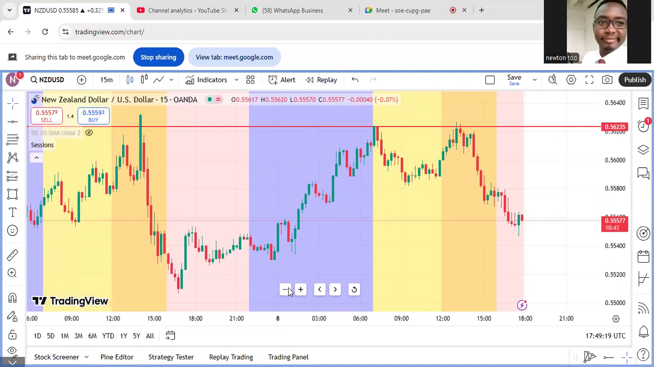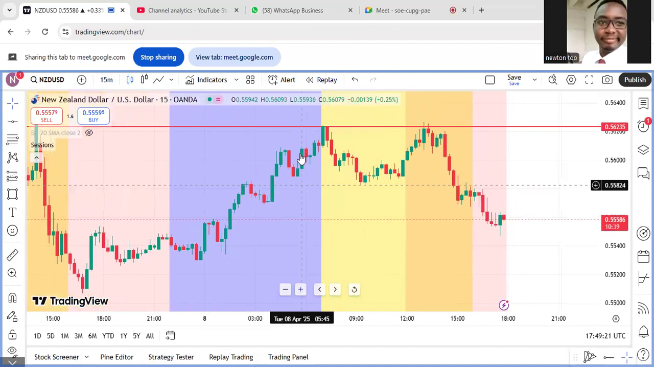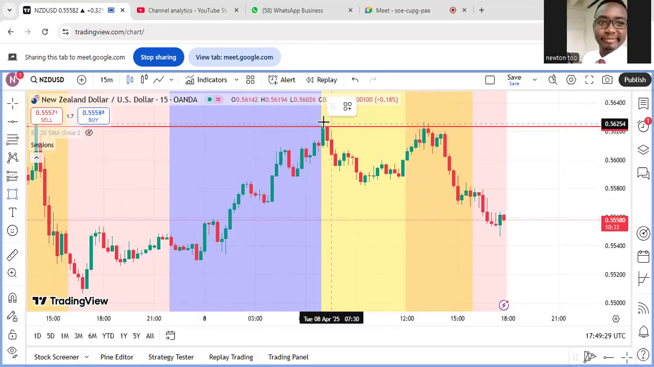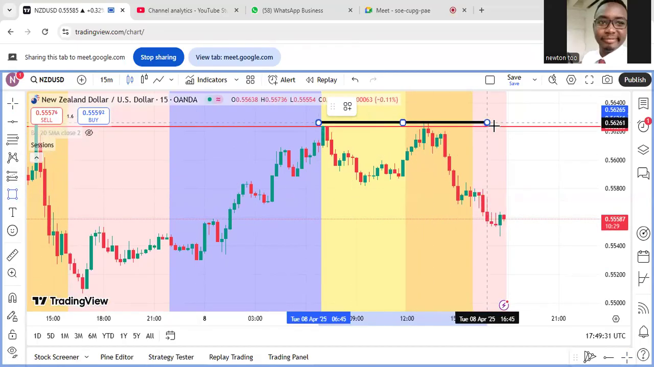Like for example, this one for London, you can see. For London, the market came to the high of London. See, it took the liquidity. Yeah. Na hii huwa tunarudianga kila time. We always repeat it like every day.